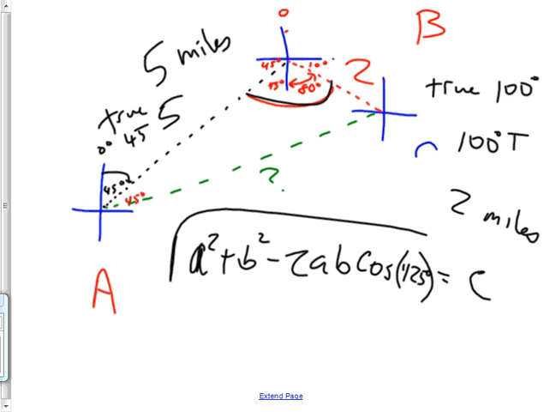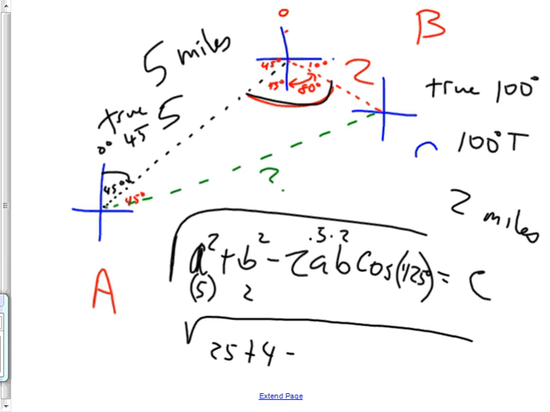And I know A and B are 5 and 2. 5 goes here, 2 goes there. I'm going to pick A as 5. It doesn't matter. You could swap those and it'd be no problem. This is a 5, and this is a 2. So help me make sure I don't screw this up. 25 plus 4 minus 2 times 5 times 2 times cosine of 125. What is cosine of 125?